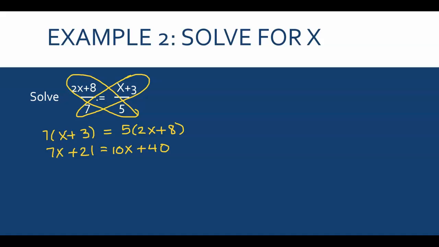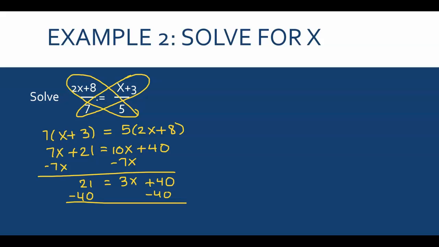So do we want to move the 7 or the 10x? What do you want to move, Zoe? And next, what are we going to do? Go ahead, Zoe. So 21 take away 40 is going to give you a negative. Don't drop it. And what's the last thing? Go ahead, Dominique. You divide. 3x is negative 19.